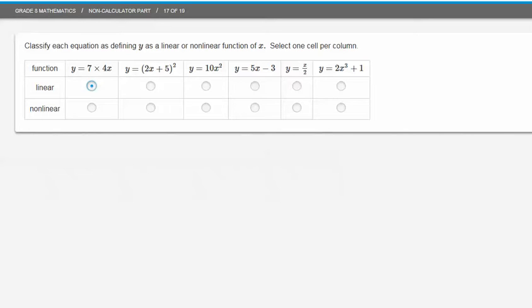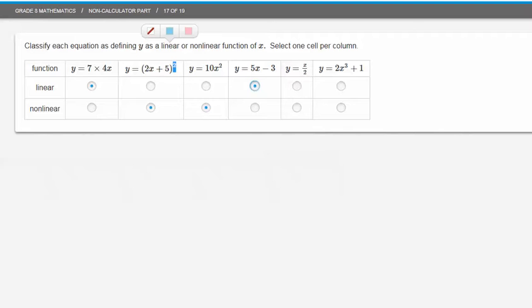And it doesn't have the variable x in the denominator. The next one does have an exponent. You're taking x to the second power. That's nonlinear. This x is taken to the second power, so that is nonlinear. This one is clearly linear because it's in y equals mx plus b form.